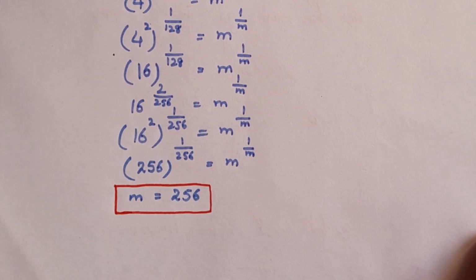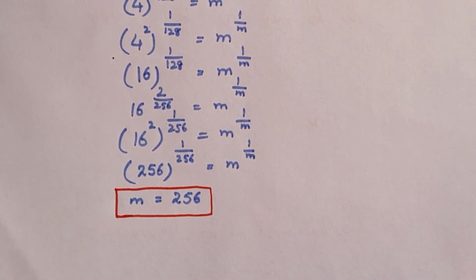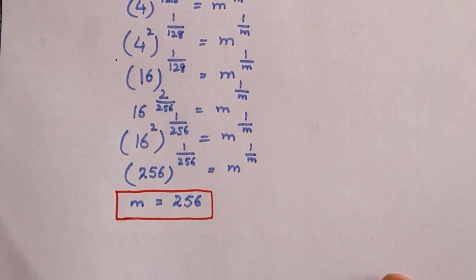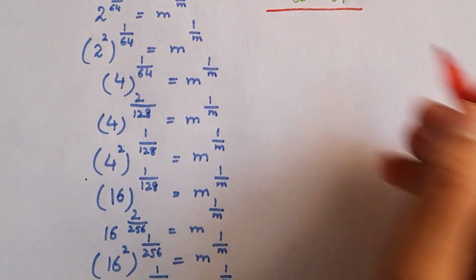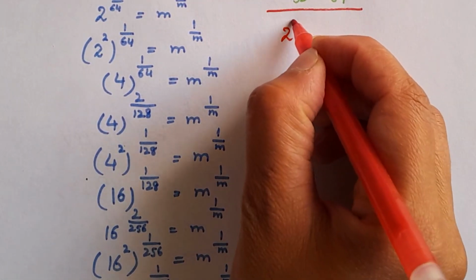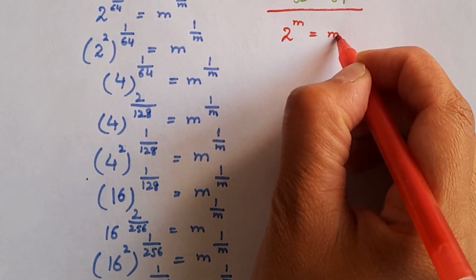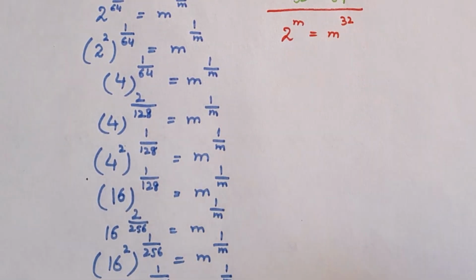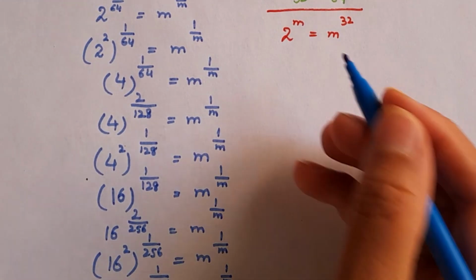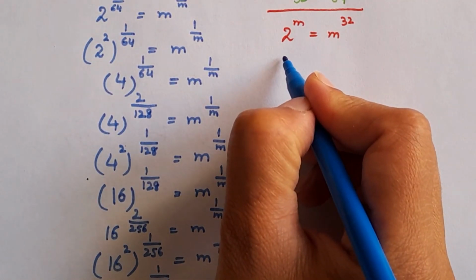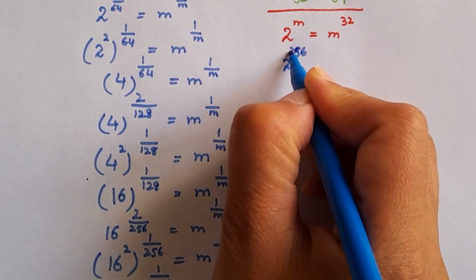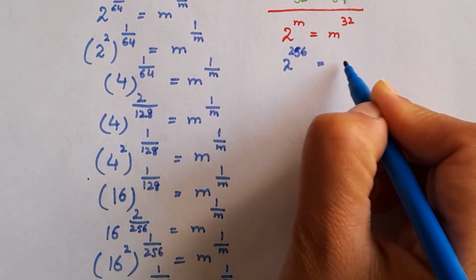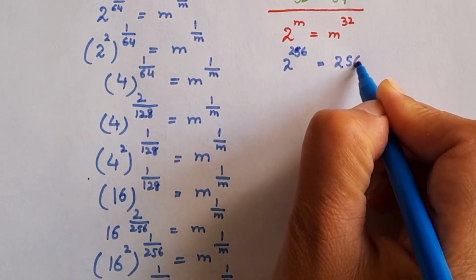But our next step is to check whether this value of m satisfies the equation or not. So we will put this value of m in the given equation, which is 2 to the power m is equal to m to the power 32. Putting the value of m, which is equal to 256, 2 to the power 256 is equal to 256 to the power 32.